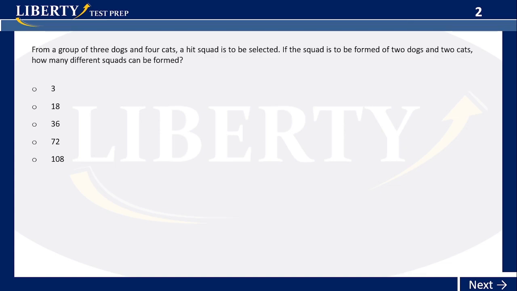Okay, here we have a group of 3 dogs and 4 cats. So group of dogs, we have 3. Group of cats, we have 4, okay? We're gonna create a hit squad that has 2 dogs, selection is equal to 2, and 2 cats. Selection of cats is equal to 2. How many different squads can be formed?